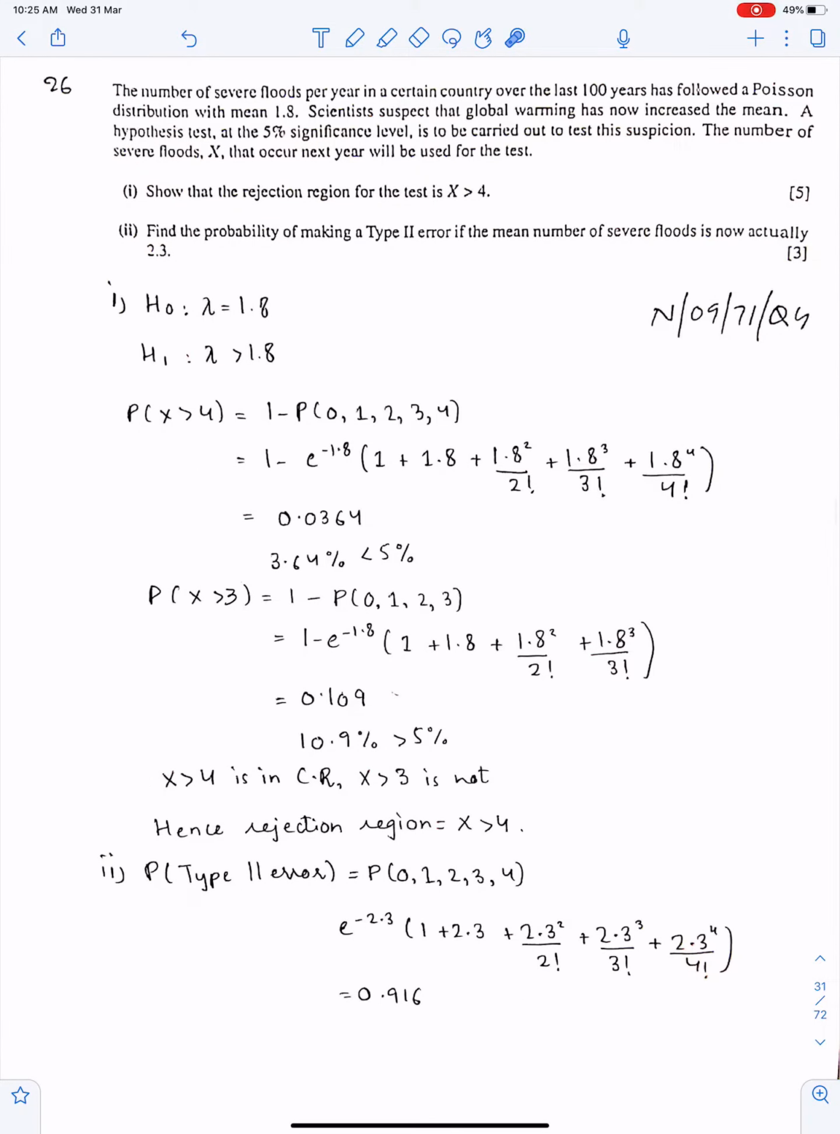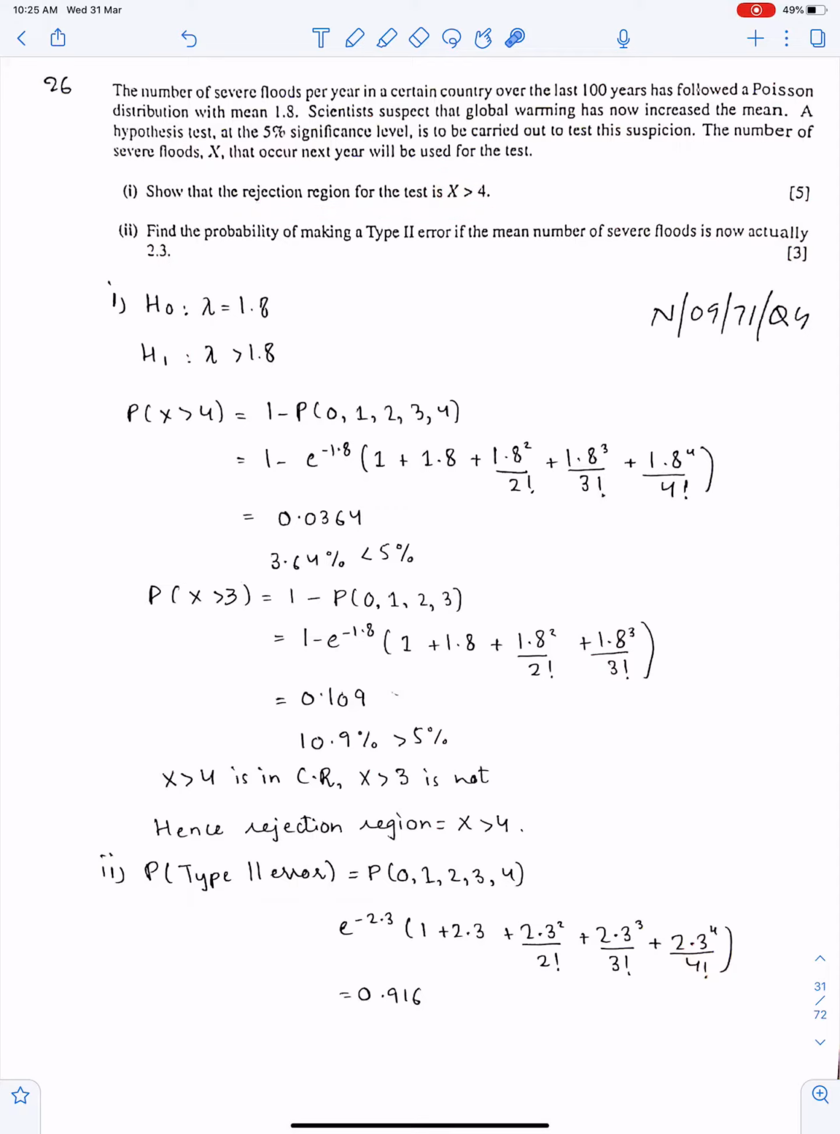The number of severe floods per year in a certain country over the last 100 years has followed a Poisson distribution with mean 1.8. Scientists suspect that global warming has now increased the mean. A hypothesis test at the 5% significance level is to be carried out to test this suspicion. The number of severe floods X that occur next year will be used for the test. State the rejection region. Show that the rejection region is X greater than or equal to 4.